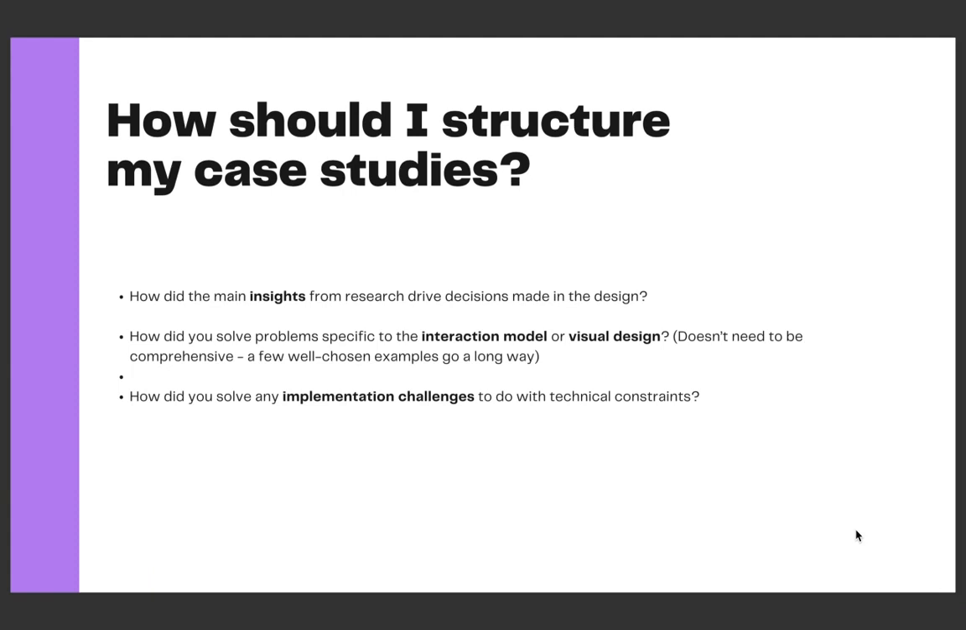How did you solve problems specific to the interaction models or visual design? Like I said, if the problem, for instance, had to do with a button or the color of a text or all of those things, how did you solve those things? What UX method did you use? What brainstorming method did you use? What principles guided your decisions? So you need to list out all of these things and clearly explain them.